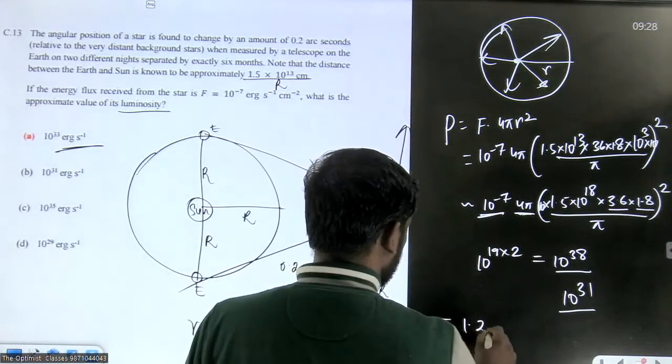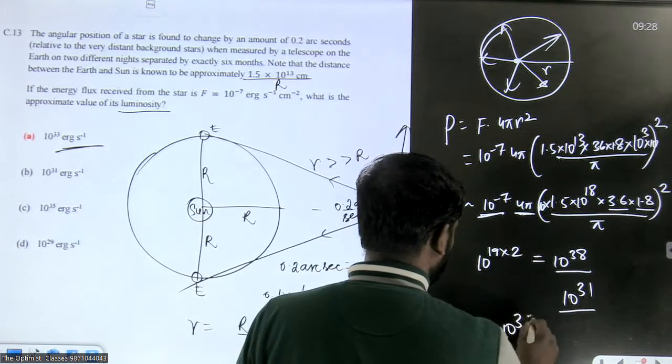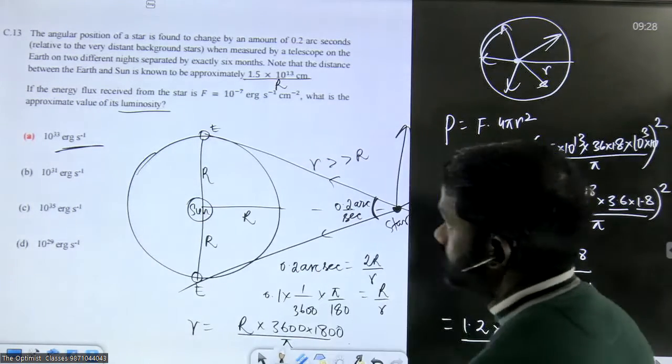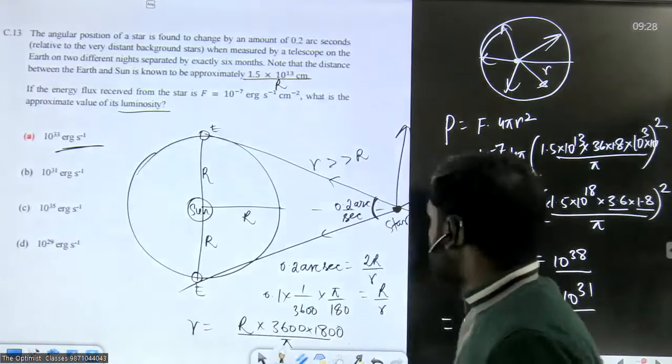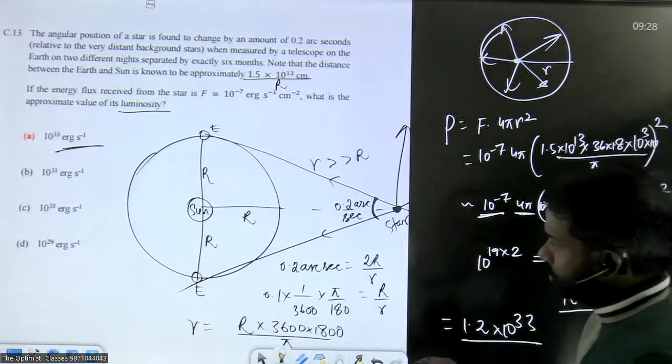I have done this calculation: 1.2 × 10^33. That's what you will get actually. So the correct option will be this one, option A. So you can do this calculation; I have just told you how to do it.